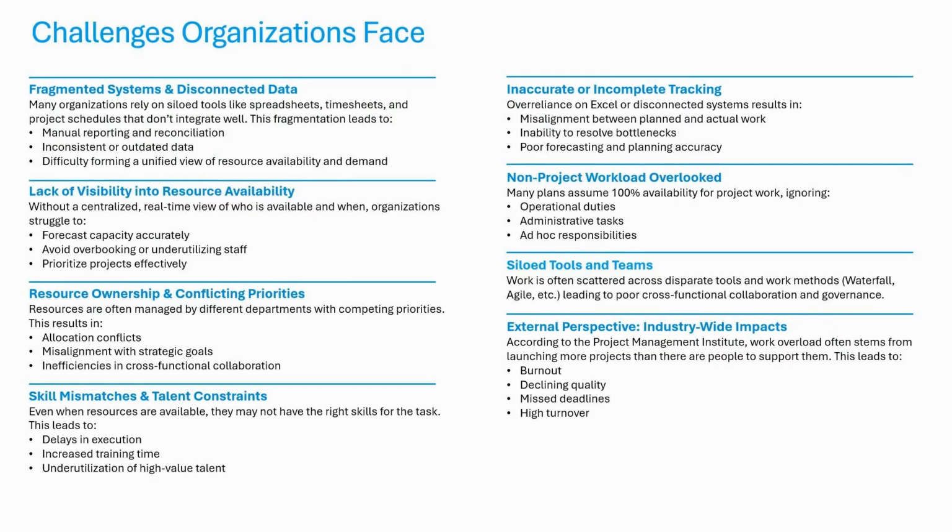So that lack of visibility into overall resource availability makes it difficult to forecast accurately, makes us commit to things, let's just say, a little blindly or half blindly, meaning that we can over or underutilize staff dramatically. And then maybe we're not prioritizing projects effectively when we have competing priorities.